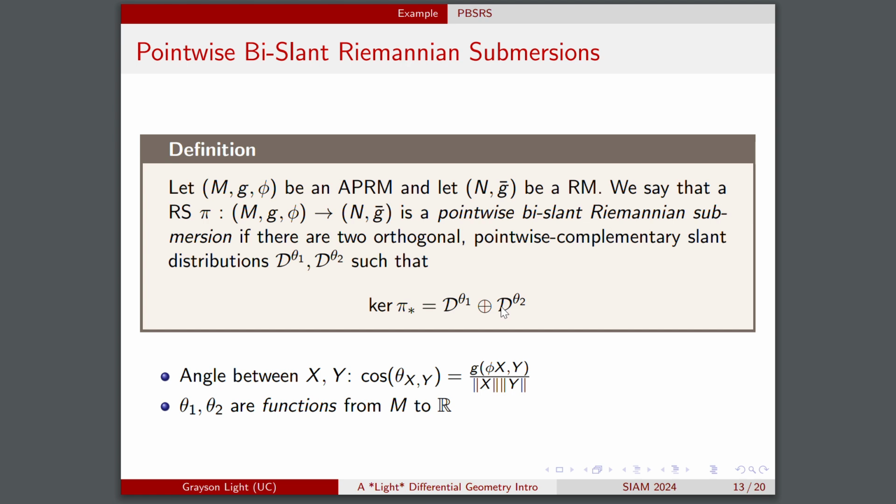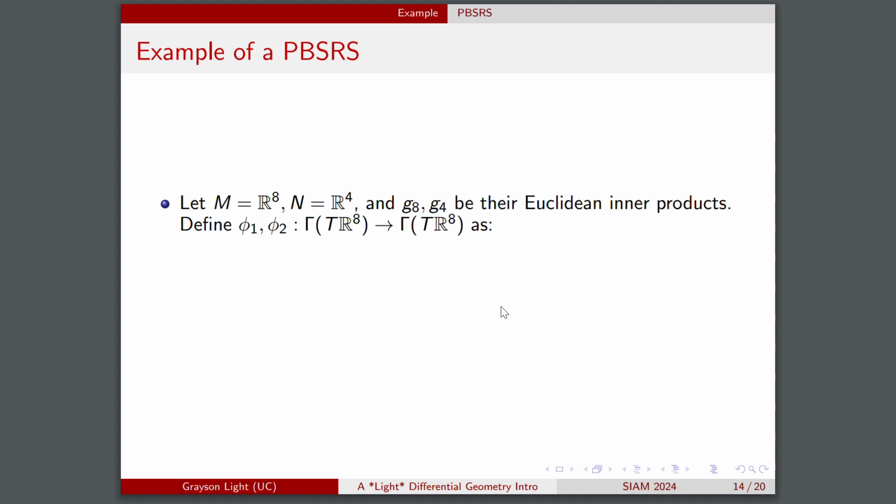This is a generalization of all of those submersions. Okay? So let's show that these actually exist in the first place. To do that, we're going to need some Riemannian manifolds and an almost product structure on the big manifold. And then we need a Riemannian submersion that turns out to be our special type. So first, let's get these manifolds all figured out.